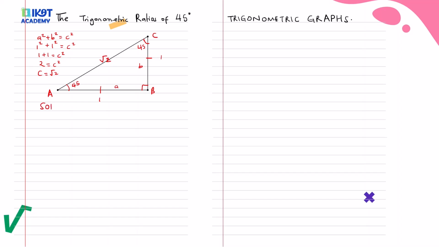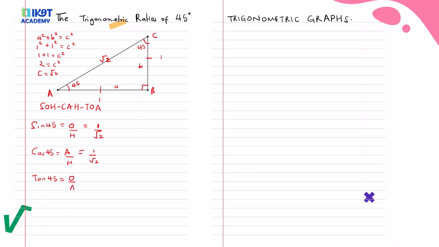So then we put here SOHCAHTOA. Sine of 45 will be opposite out of hypotenuse. And this is 45, so the opposite is going to be 1 out of the hypotenuse, which is root of 2. Then we go to cos 45. It will be adjacent out of hypotenuse. And what is our adjacent? 1. What is our hypotenuse? Root of 2.